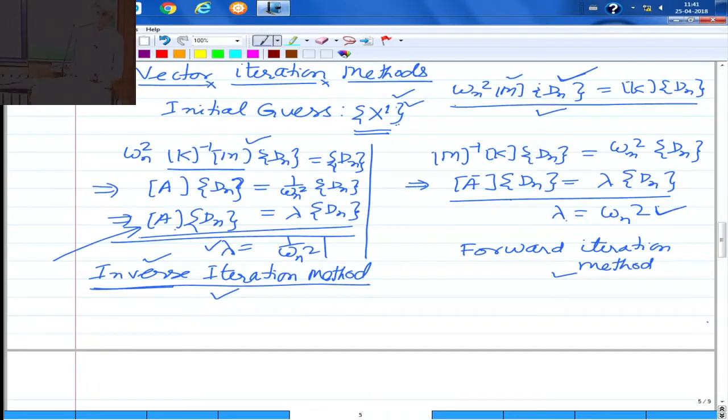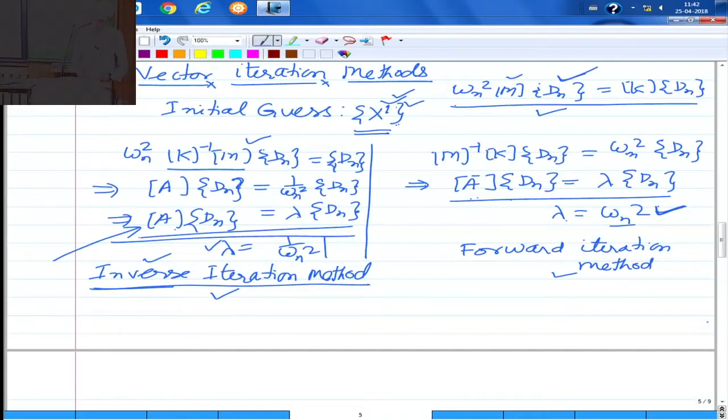Finally, you start with any arbitrary initial guess, maybe all the elements of x are unity, and keep on multiplying: A into x1 gives x2, A into x2 gives x3, then A into x3, A into x4 and so on. When you do that a sufficiently large number of times, whatever vector you finally get would correspond to the largest value of lambda. And in case of forward iteration, if my a bar is m inverse into k, that would be the largest value of omega n.